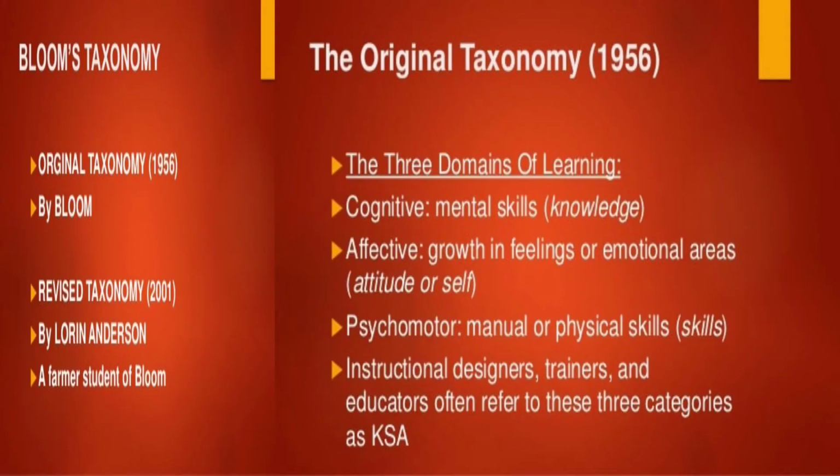So, Bloom's taxonomy was originally given in the year 1956 and later it was modified, and the revised form was given by Anderson. He was a former student of Bloom. The cognitive domain mainly relates to your mental skills, that is your knowledge part of it, the affective to your feelings, your emotional areas like attitudes, and the psychomotor deals with the manual or physical skills which are involved.